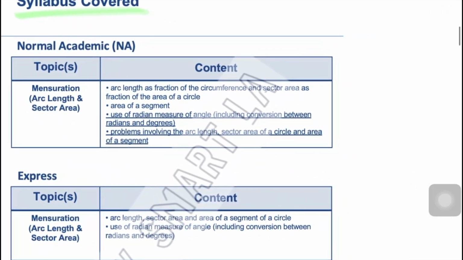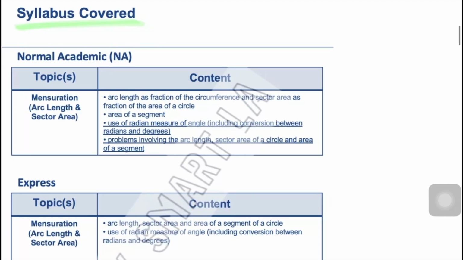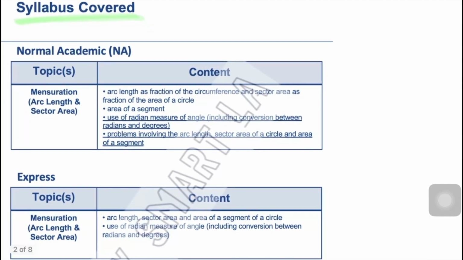So over here, these are the syllabuses for the NA level as well as for the express level. If you notice that the express level seems to have a little shorter description, rest assured that whatever is covered in the NA level is also going to be tested for the express level. So essentially, you will be learning about the same thing.